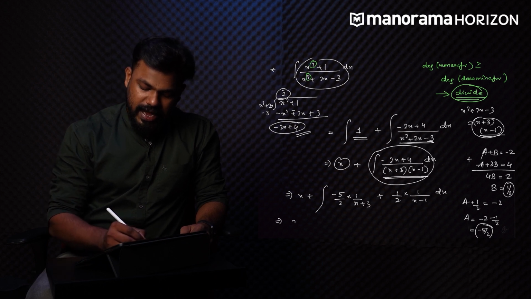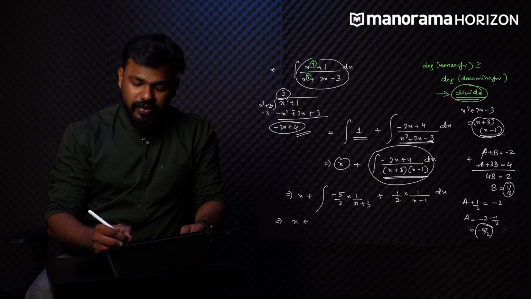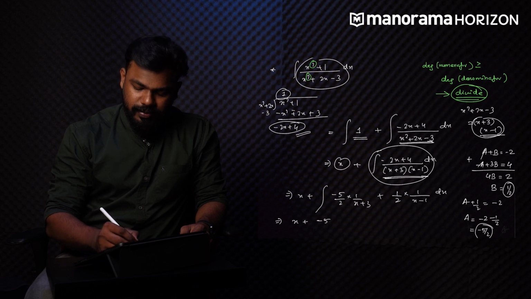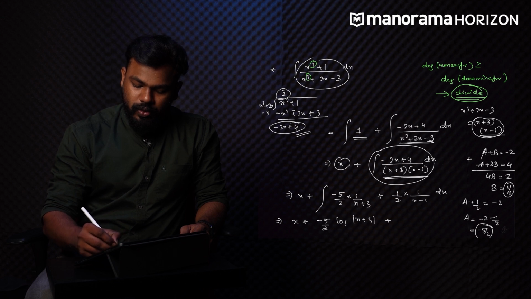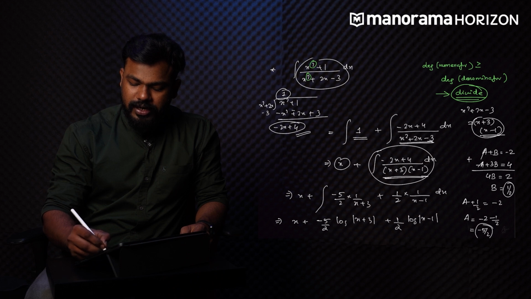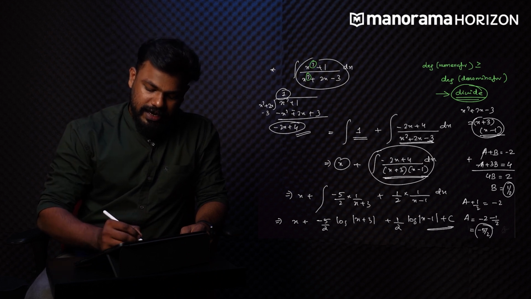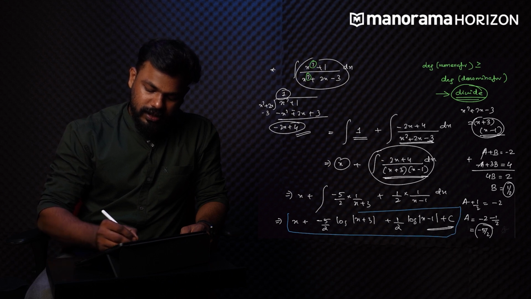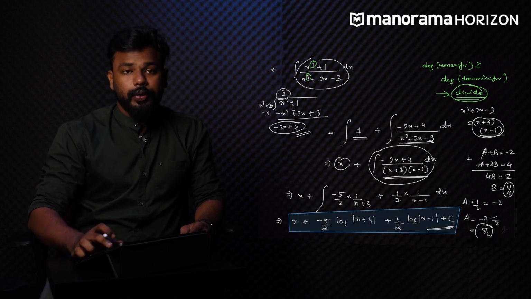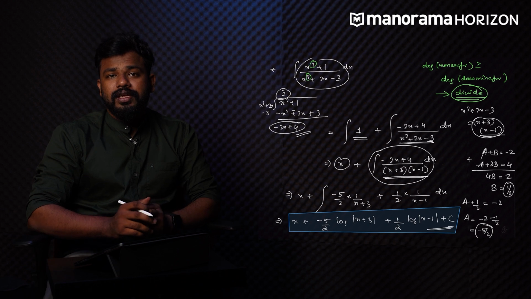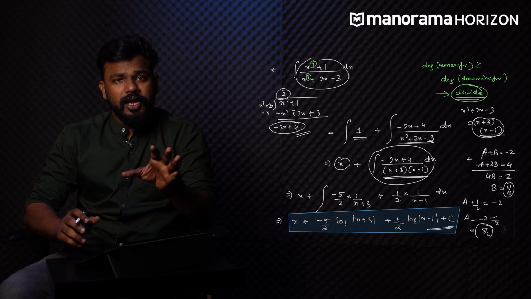And now that is x plus, what is the integral of minus 5 by 2 1 by x plus 3? It is minus 5 by 2 log mod x plus 3 plus 1 by 2 into, what is the integral of 1 by x minus 1? It is log mod x minus 1 plus c. So this gives us the final integral of this particular function. Okay. So what we have used here is how to use the partial fractions.